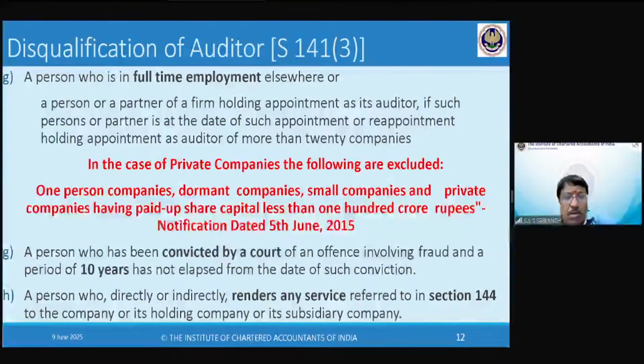So you're doing it. Now, they want to appoint you as statutory auditor. They cannot because you're disqualified. Because you're a person who directly or indirectly renders any service referred to in section 144 to the company or its holding company or its subsidiary company. So this service may be rendered either to this company or to its holding company or to its subsidiary. Okay. I hope I have explained it and it has become somewhat clear. The list of 144 services, in today's class itself, I'll cover it if possible.